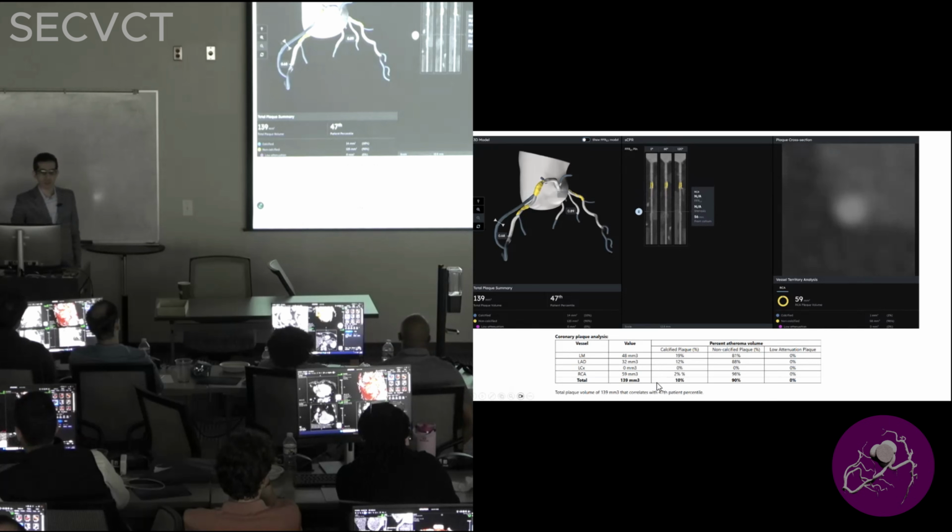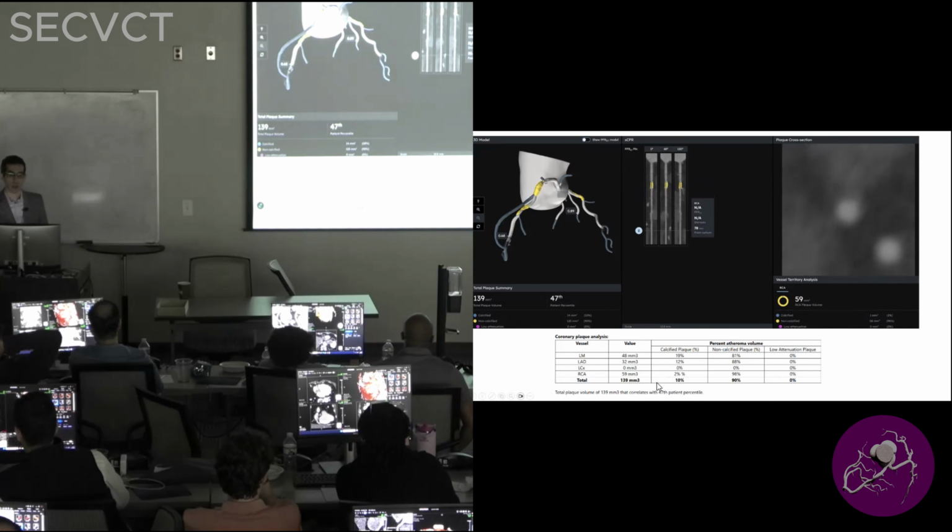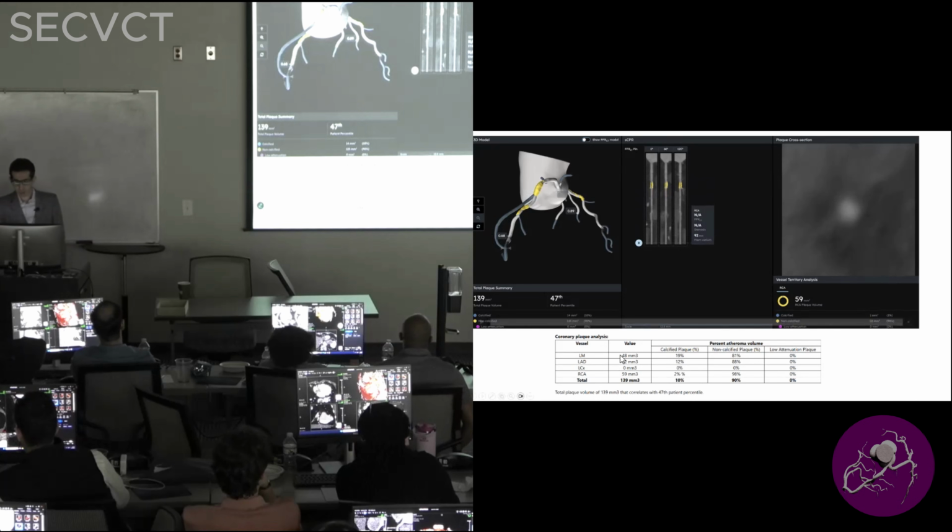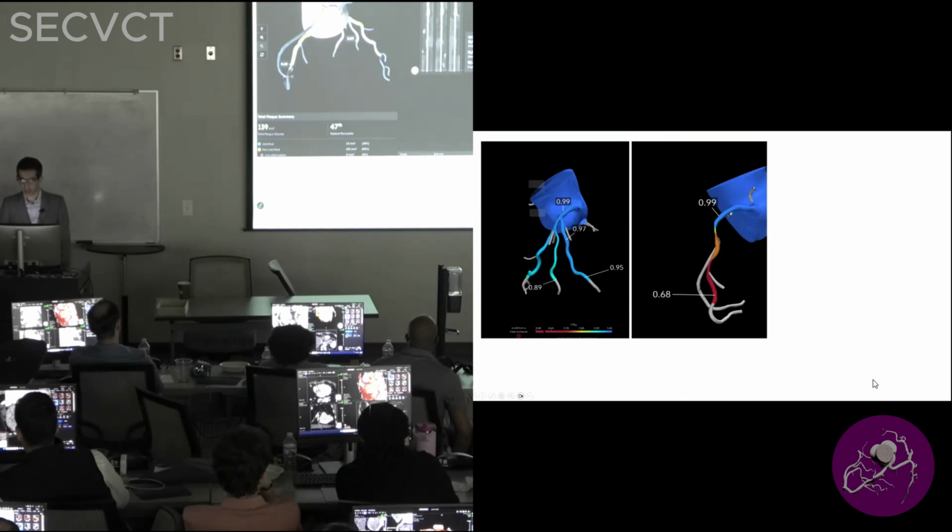And this is the total plaque. So imagine this is a patient with a total plaque of 139. If you go to the previous staging system, this would be moderate. But what's more important, this is mostly non-calcified plaque, so it is really a lipid-rich plaque.